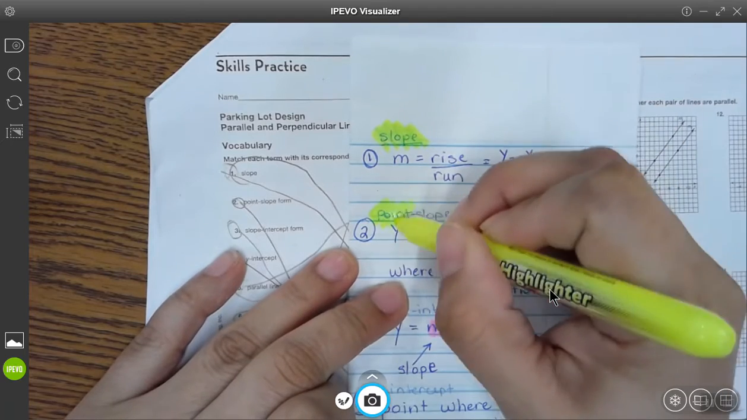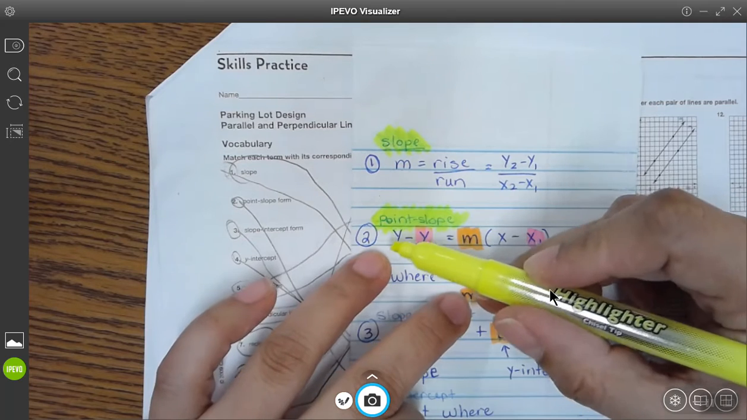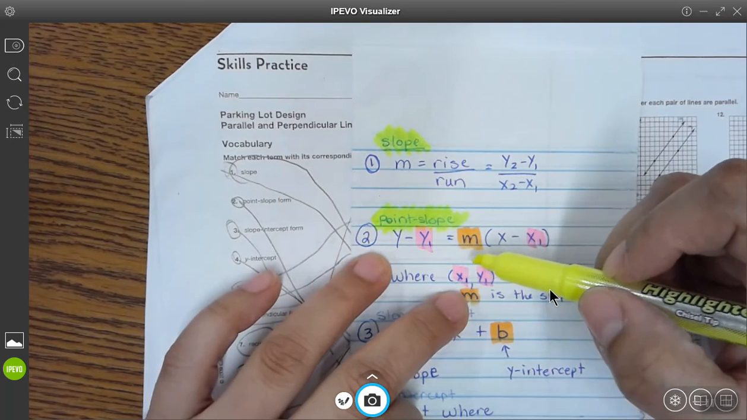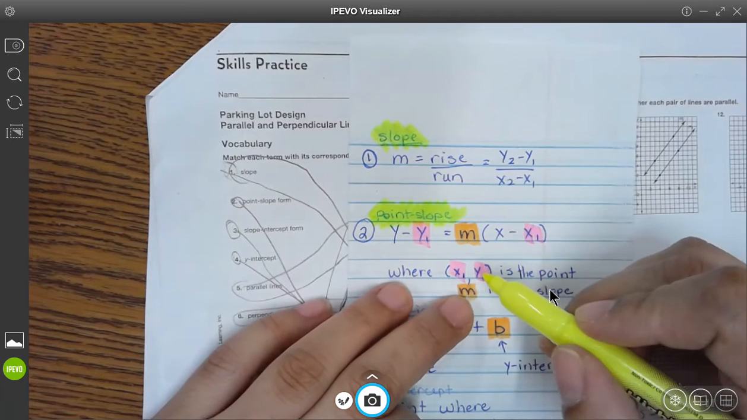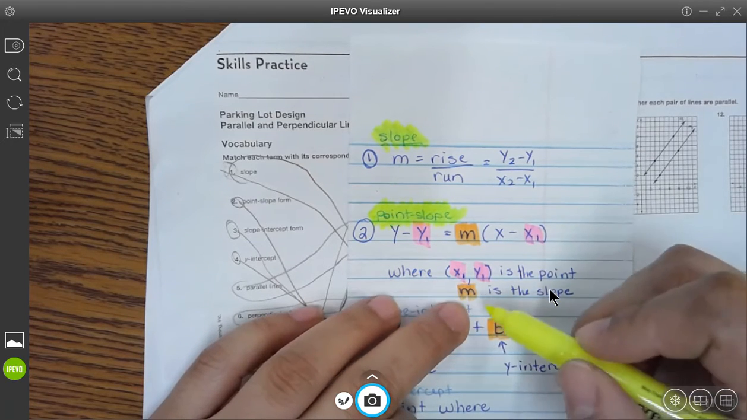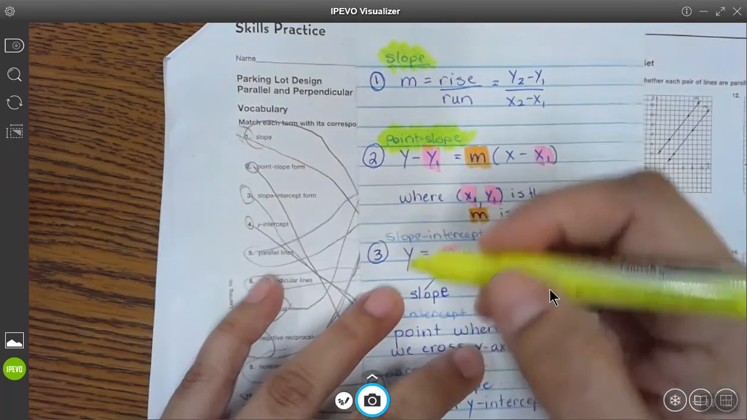Being able to write a linear equation in point-slope form, that's y minus y1 equals m times x minus x1, where (x1, y1) is the point that it goes through and m is the slope. These are the only three things that get substituted in.